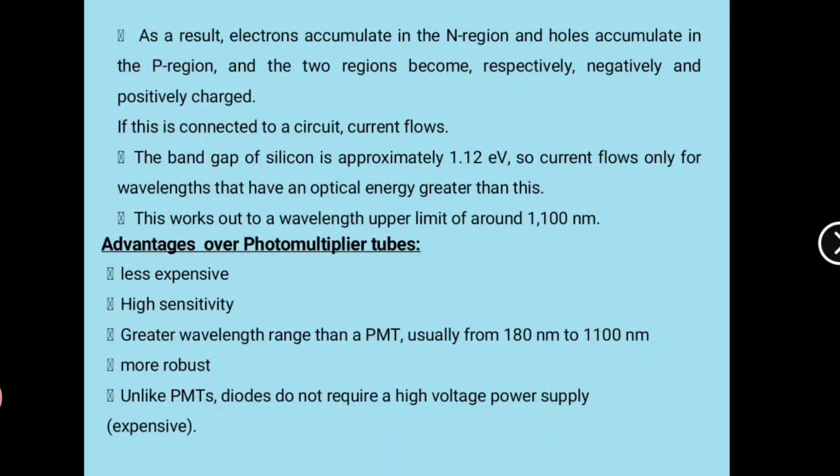Advantages over photomultiplier tubes. When compared to photomultiplier tubes, these detectors are less expensive, highly sensitive, and have a greater wavelength range, usually from 180 nanometers to 1100 nanometers. And these detectors are more robust. Unlike photomultiplier tubes, diodes do not require a high voltage power supply, which is expensive. These are the detectors used in the UV and visible region.